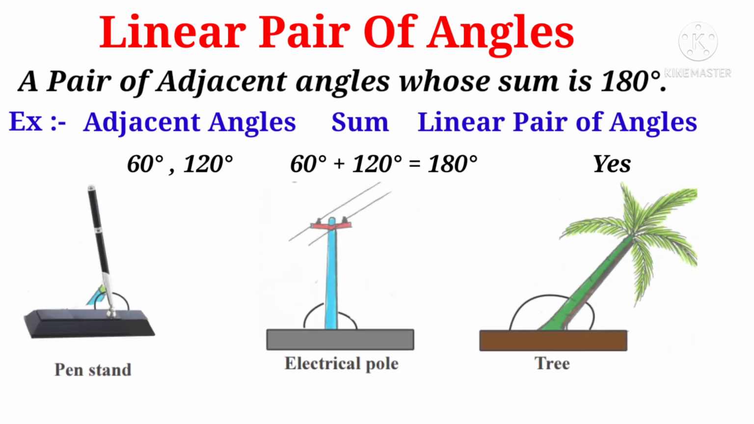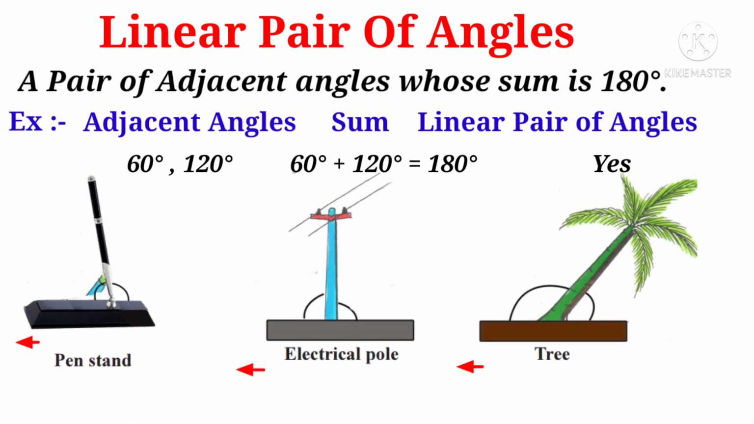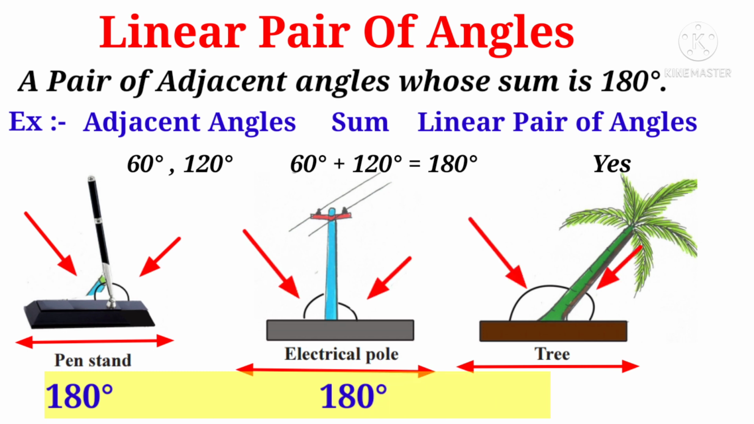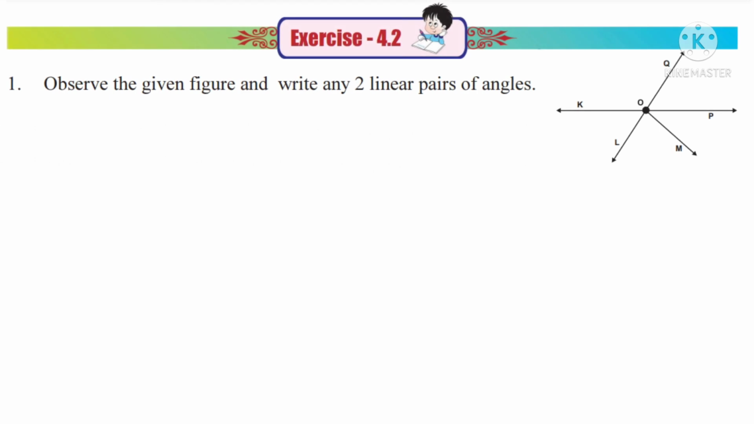Now let us take real life situations. Observe that in all the figures, the base is a straight line, so it makes an angle of 180 degrees. The adjacent angles on either side of the pen stand, on either side of an electric pole, and on either side of a coconut tree are examples of linear pairs of angles because their sum is equal to 180 degrees, as they lie on the same line. Now let us do exercise 4.2.